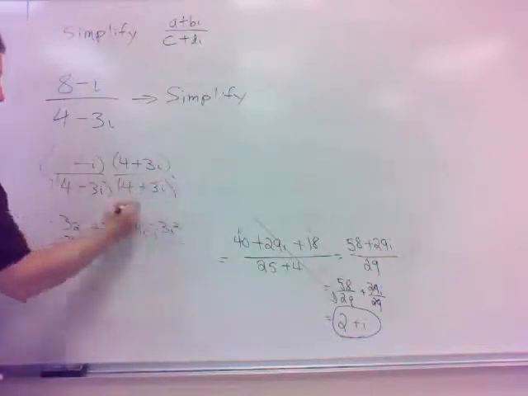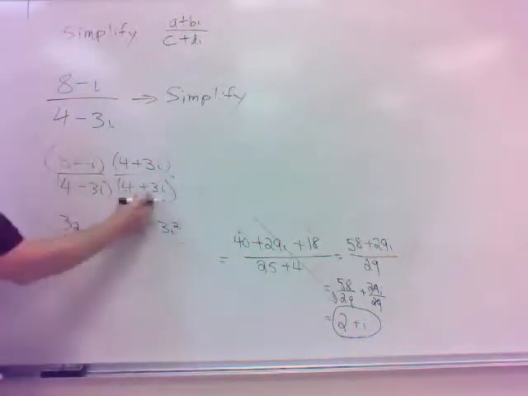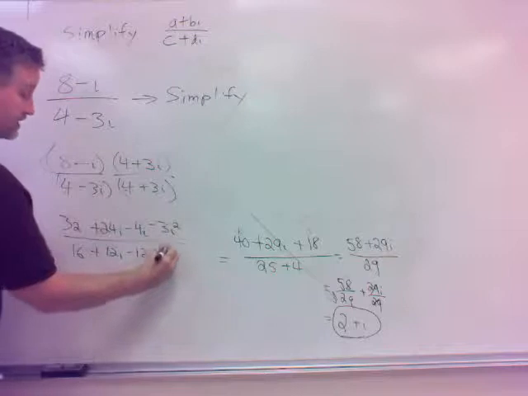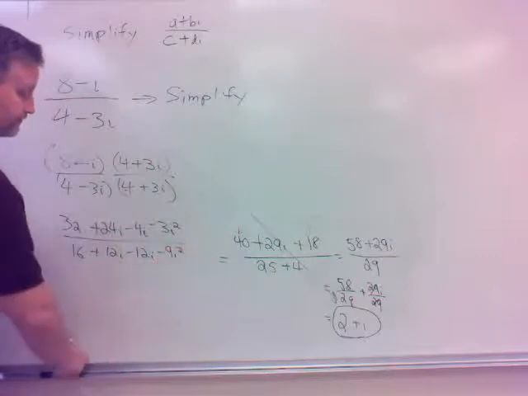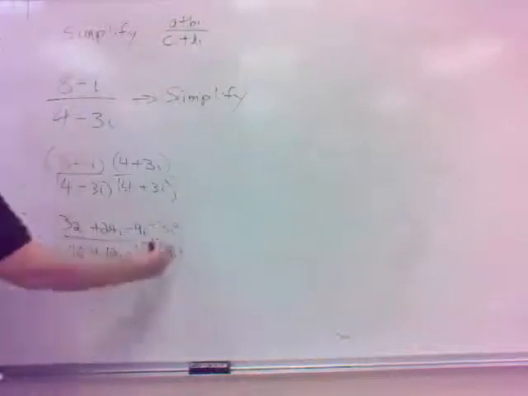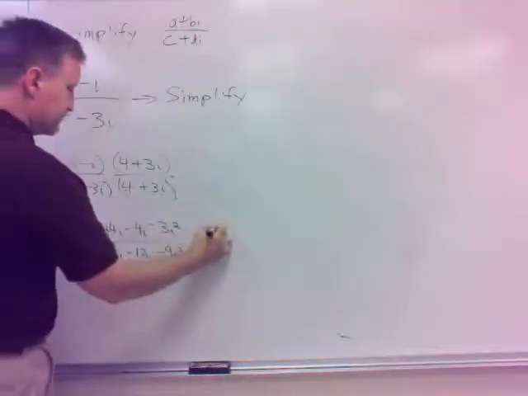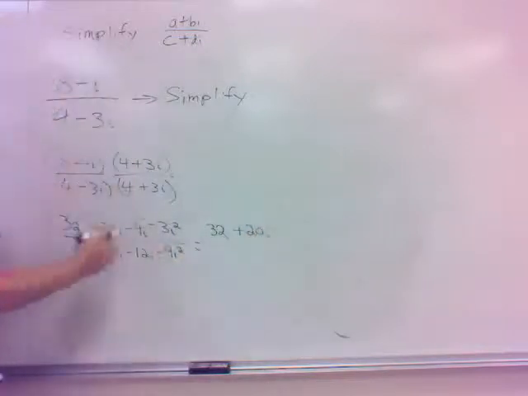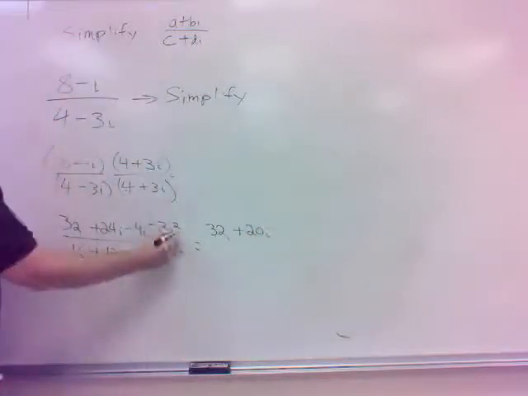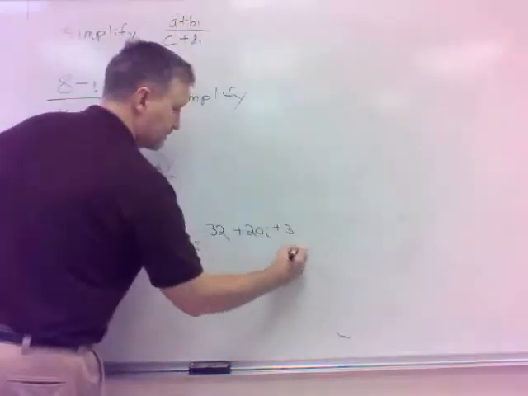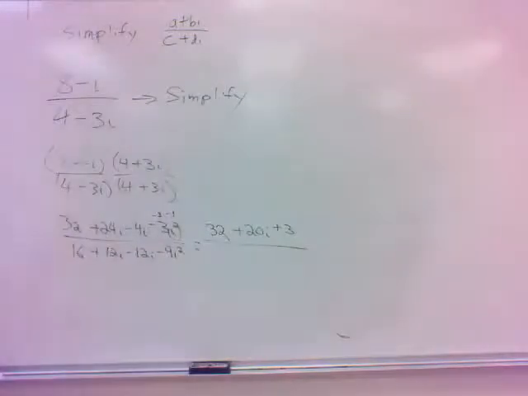Then do the bottom. 4 times 4 is 16. 4 times 3i is 12i. Minus 3i times 4 is minus 12i. And minus 3i times plus 3i is minus 9i squared. Well, that turns out to be what? 32 plus 20i, 24 minus 4i, right? And then there's i squared, so don't I have negative 3 times negative 1, positive 3? Positive 3 on the end.